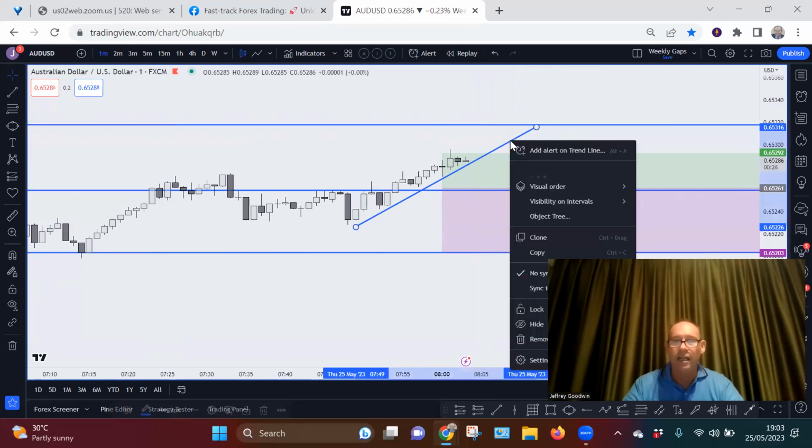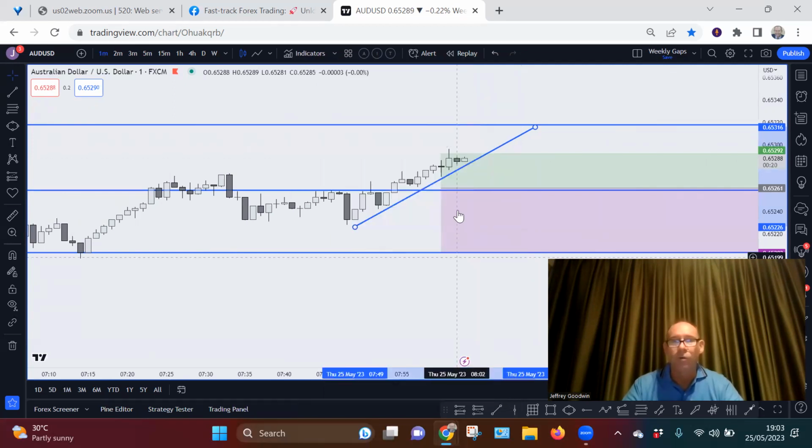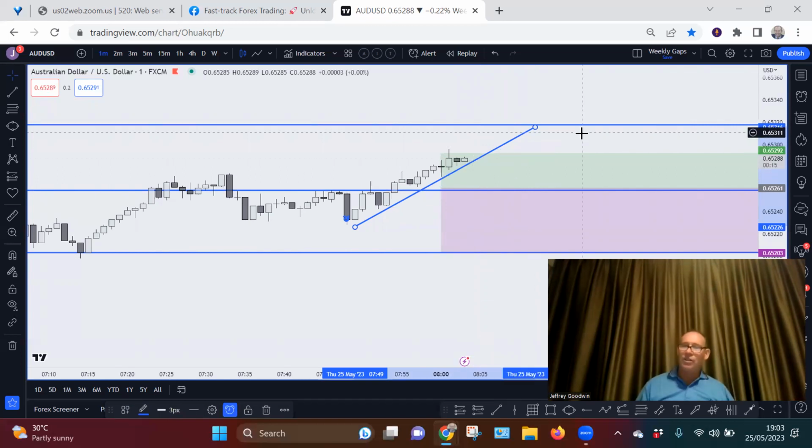The other thing you can do, you can actually set an alert on that. So when it goes to the other side, if it breaks through, close the trade. That's another thing you can do.